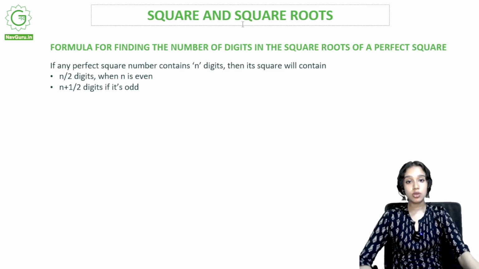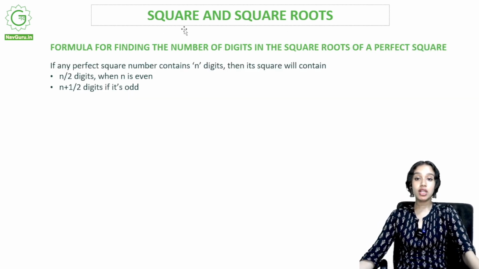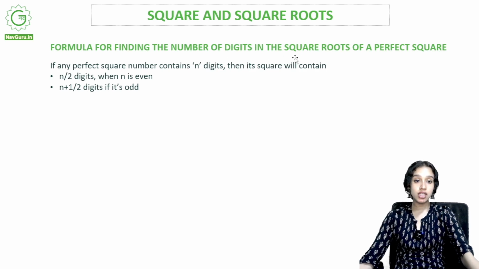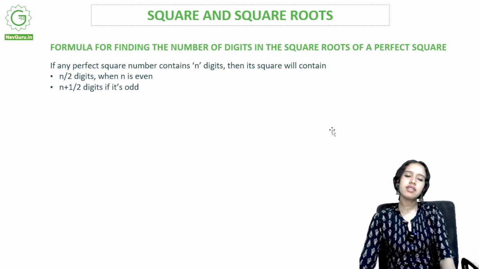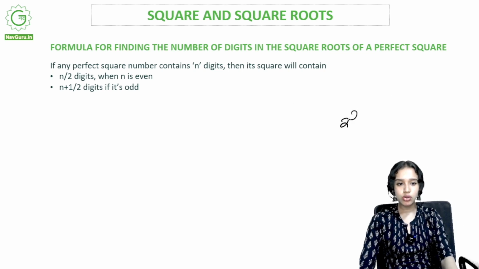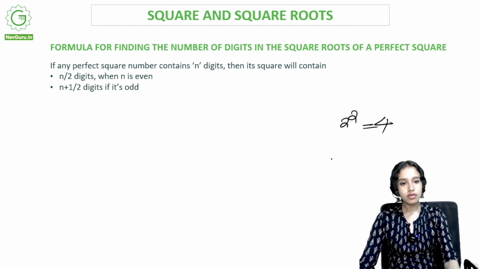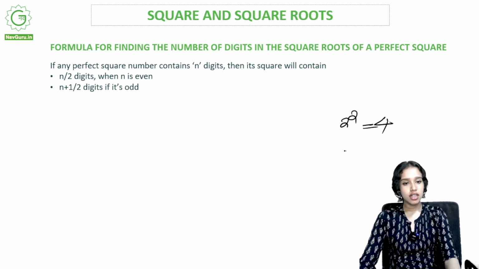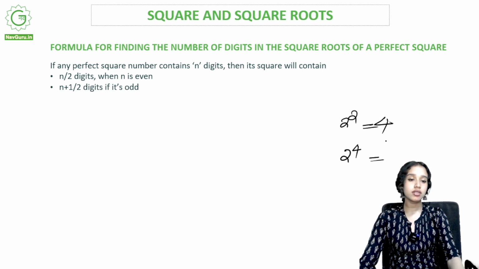Now, squares and square roots. Formula for finding the number of digits in the square root of a perfect square. Okay, this is a very easy thing to do. We have 2 squared equal to what? 4. We have 2 raised to 4 equal to what? 4 into 2, 8, 8 into 2, 16.